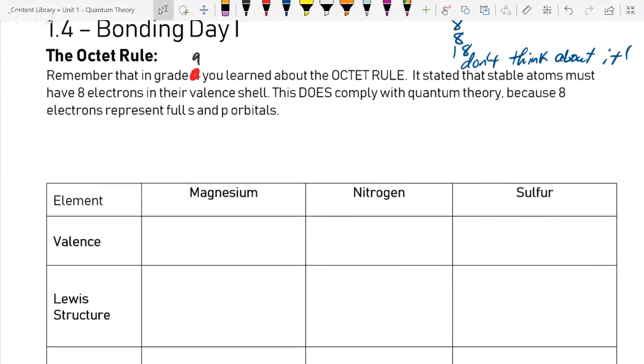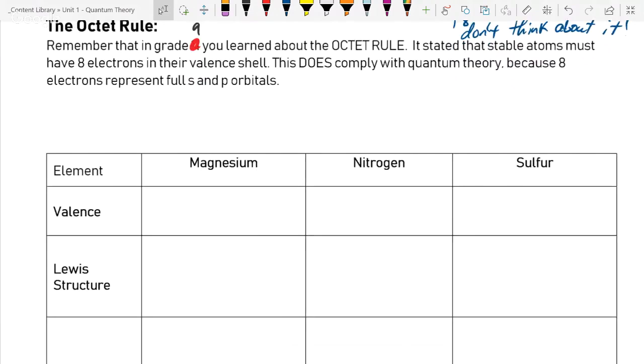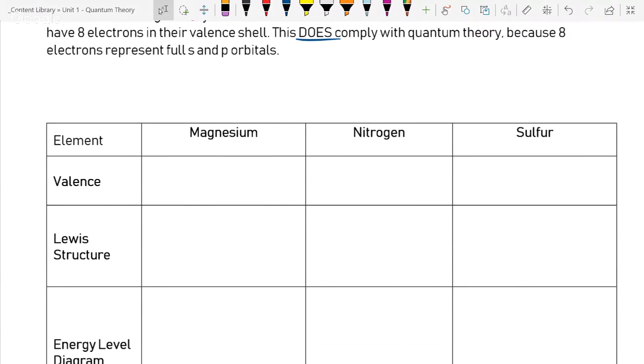So in grade 9, you learned about the octet rule, and it stated that stable atoms must have 8 electrons in their valence shell. Again, in the first shell, we said it must have 2, then 8, and then we kind of said, who knows? Just leave it alone. But this does comply with what we're learning. It does comply with quantum theory because 8 electrons, or that octet rule, represents full s and p orbitals.